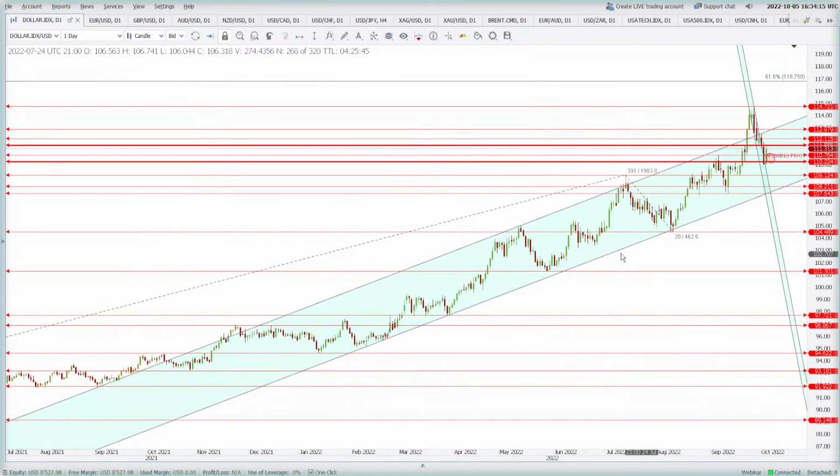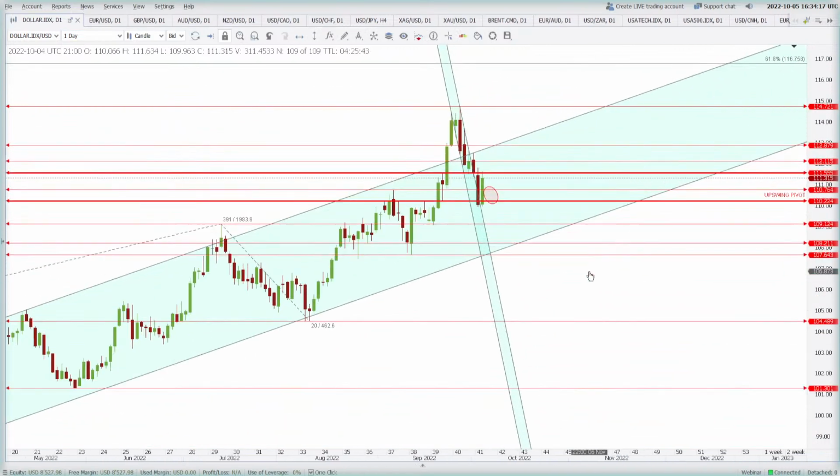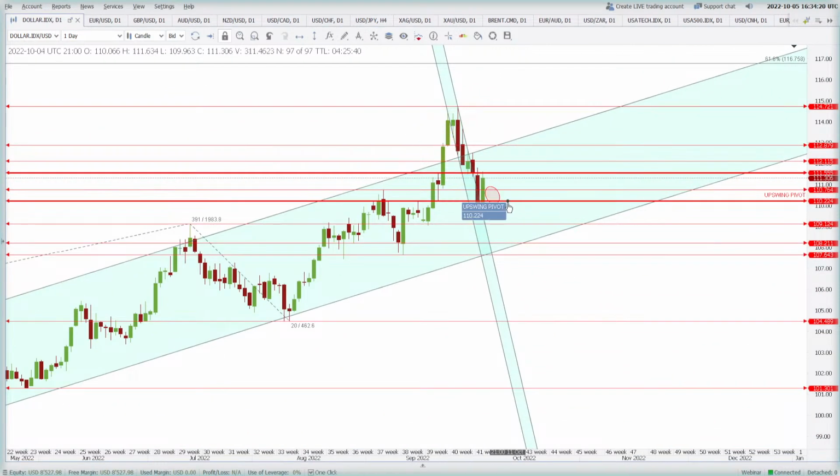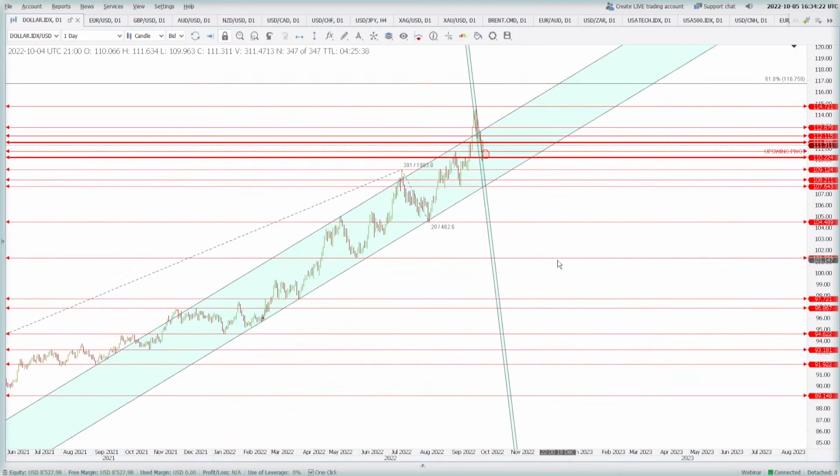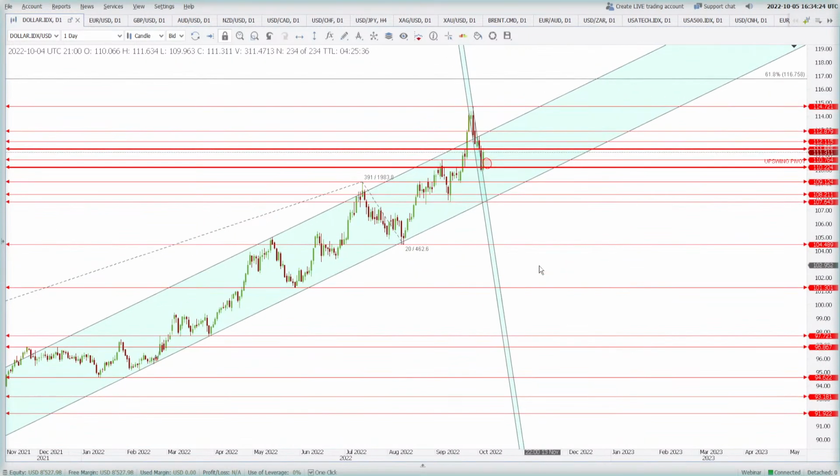Now the question here is, should we open a buy position here? I think now the dollar index should go into some consolidation, because for the long term on the daily time frame, this is the channel that the price is following.